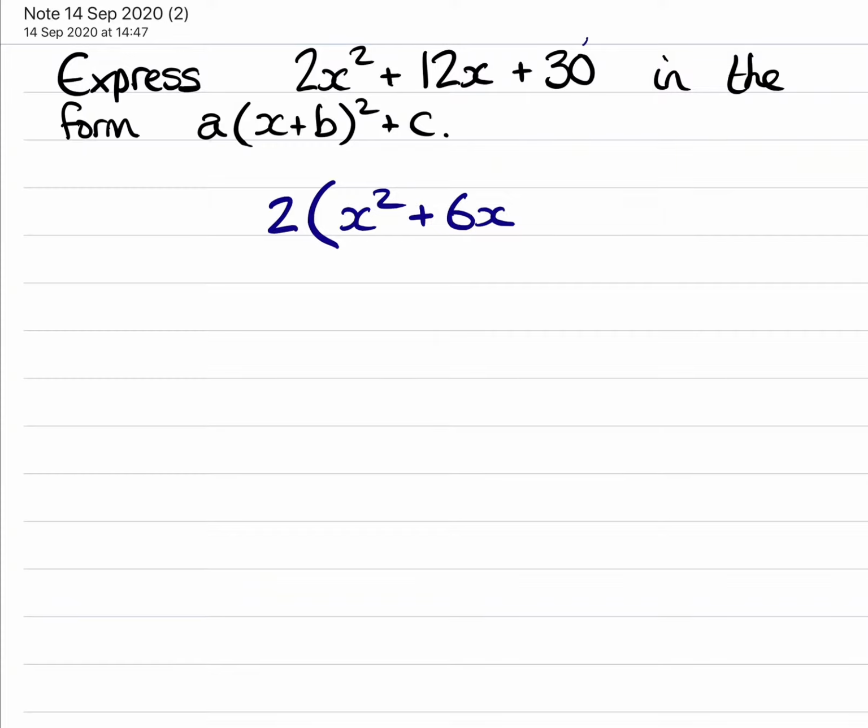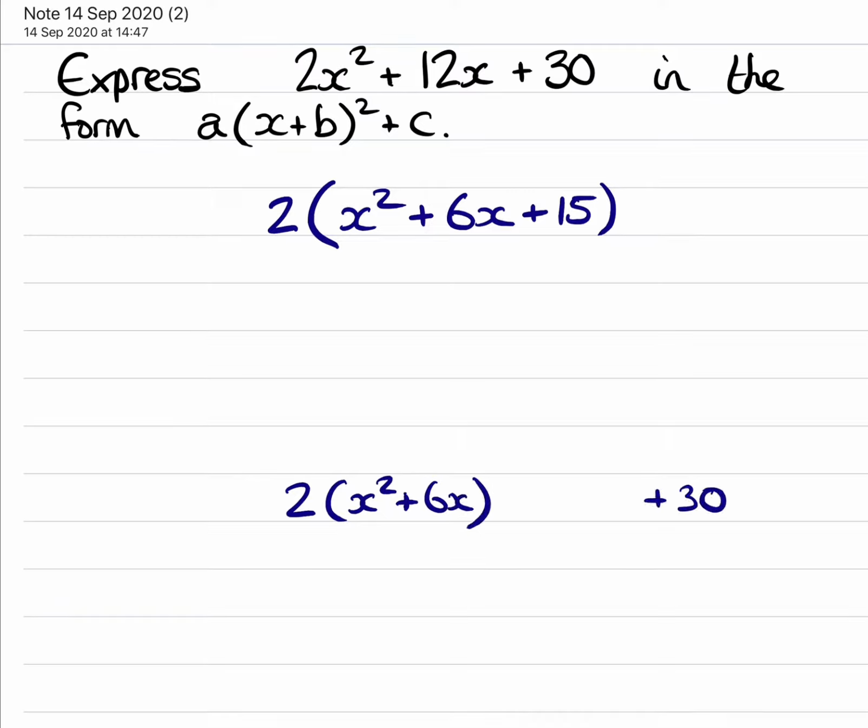Whether or not you choose to take the factor of 2 out of this number 30, or whether you want to leave 30 on the side, is entirely up to yourself. I'm going to show both ways here. The first one is where I do take it out, and the second one is where I don't. So I'll do 2x squared plus 6x, and then I'll just leave plus 30 over on the side here.